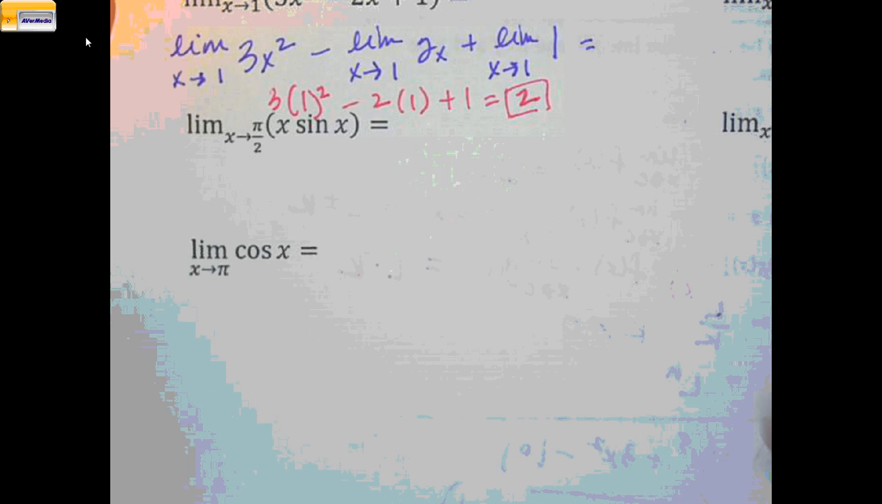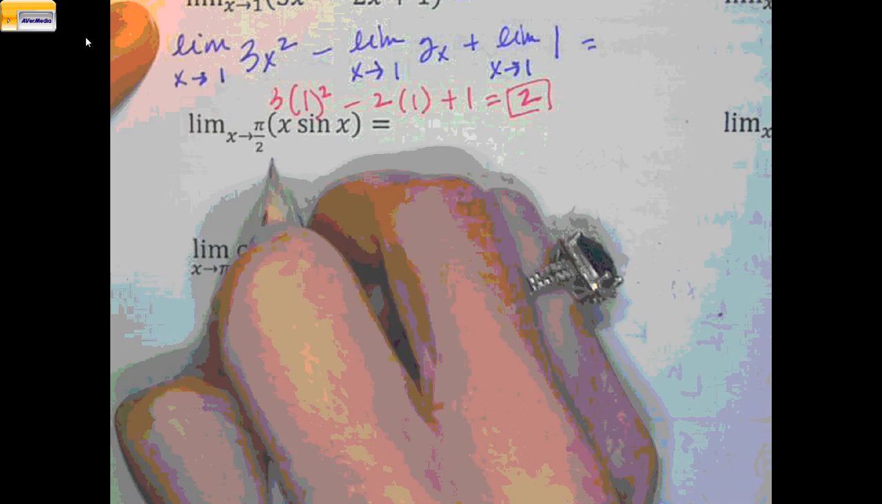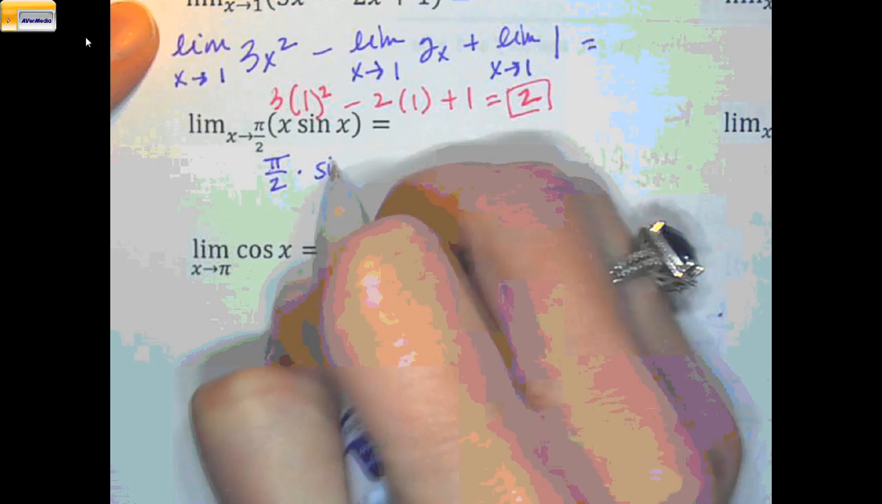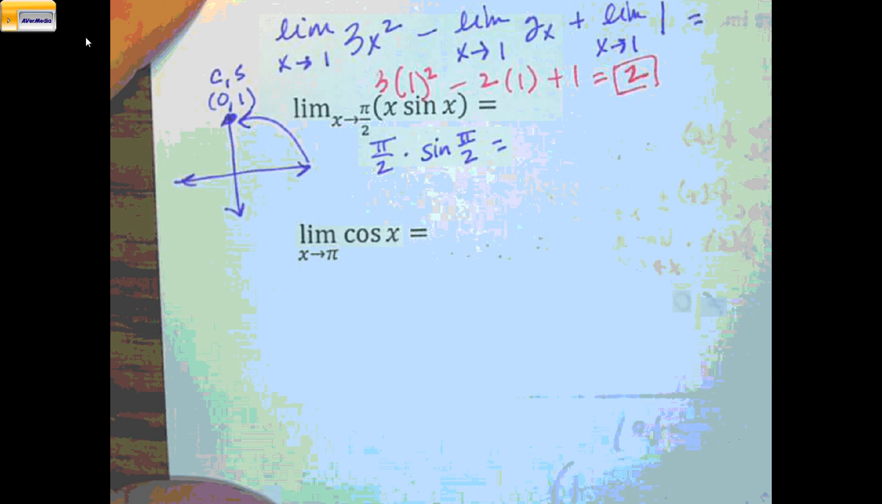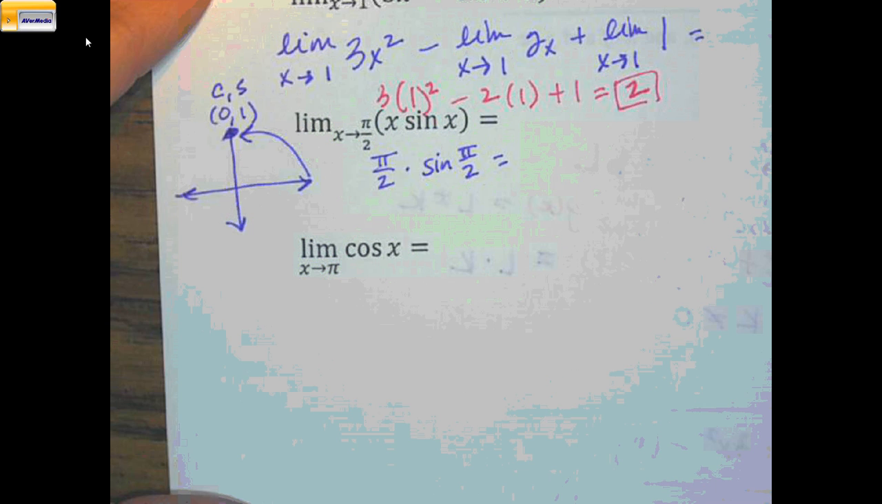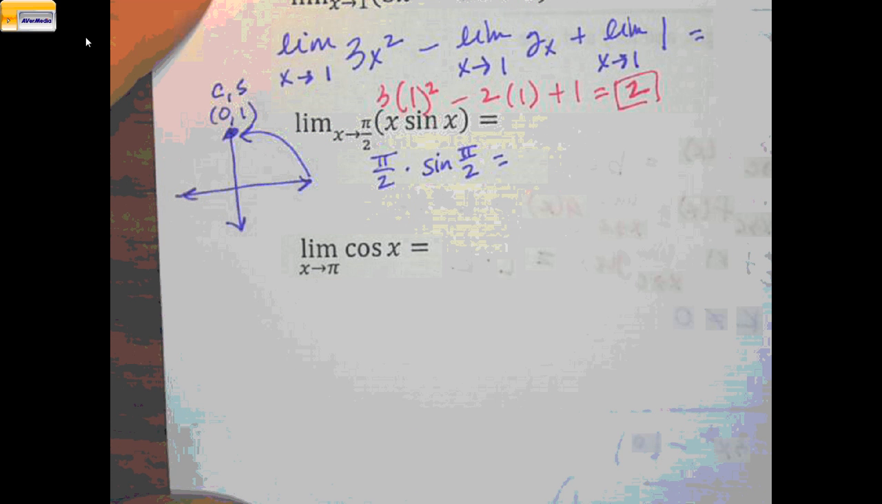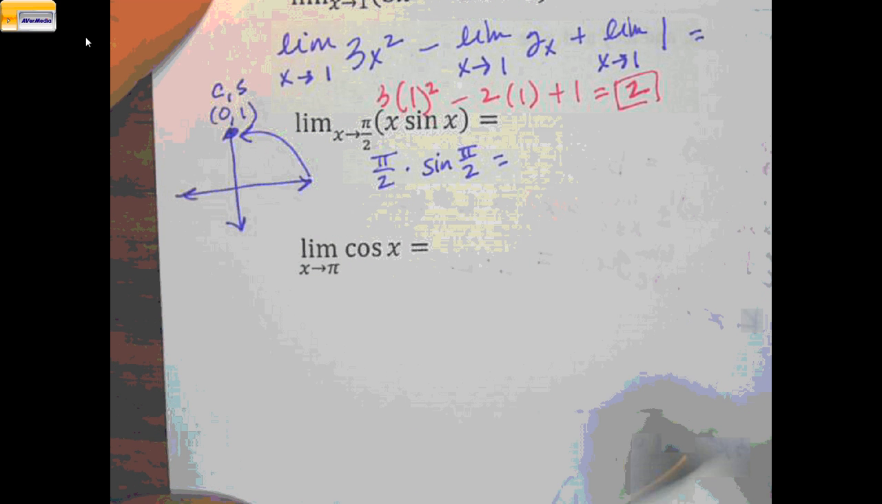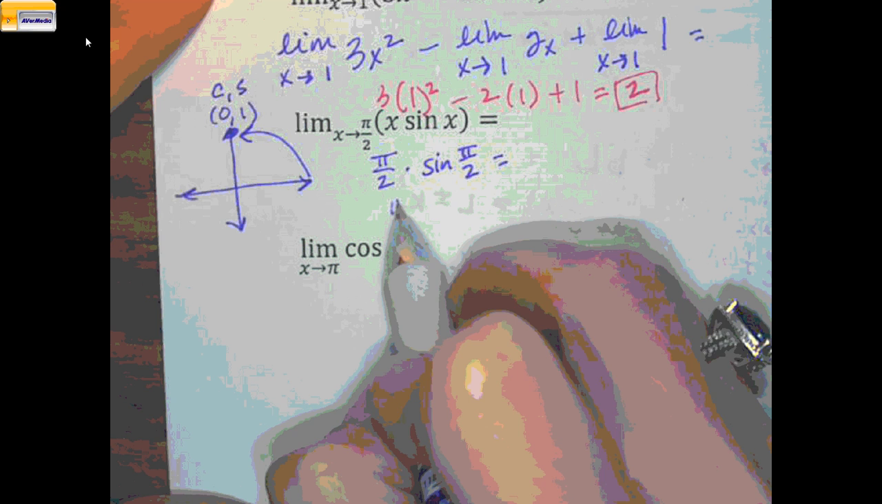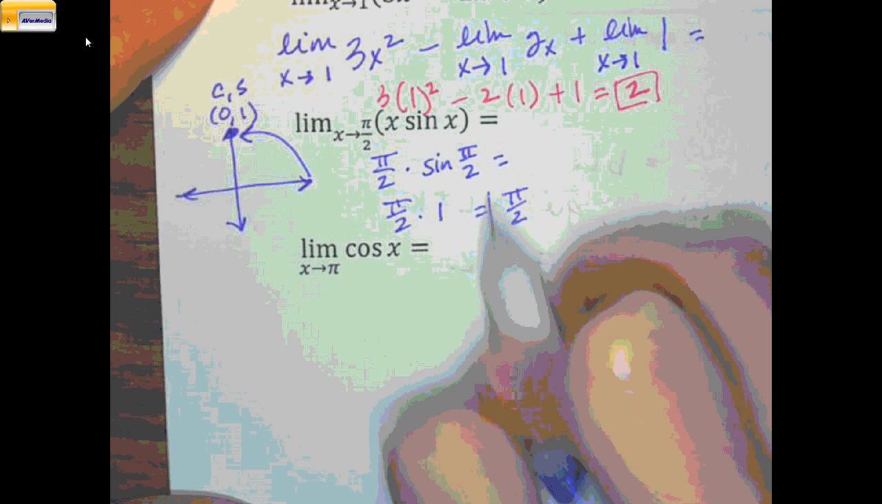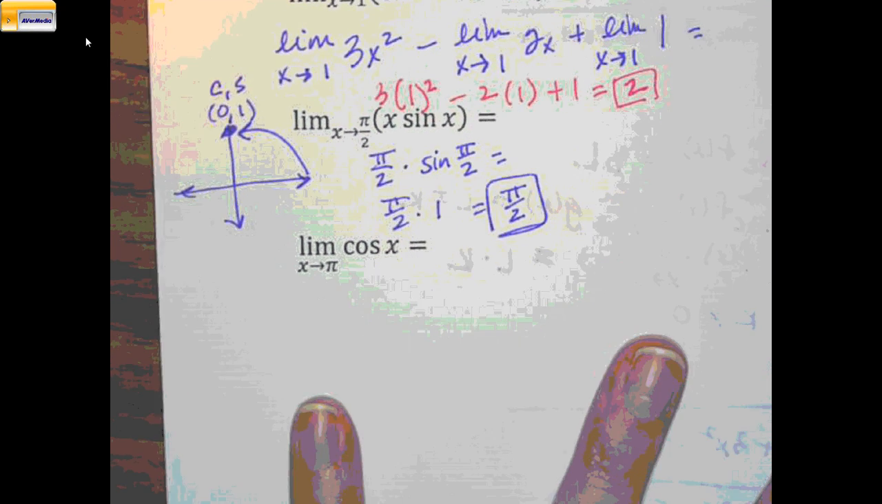We've got trig functions here. If I put in pi over 2, I have pi over 2 times sine of pi over 2. Pi over 2 is how many degrees? 90. I'm going to draw this out because some of you don't remember. Remember that unit circle? Here's 90 degrees. Here's an address. It's 0, 1. Cosine, sine. So what's the sine of 90? 1. So we have pi over 2 times 1 is pi over 2. That's your answer. So the limit is pi over 2.